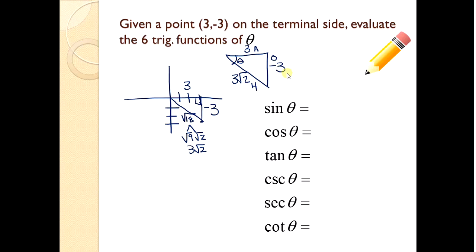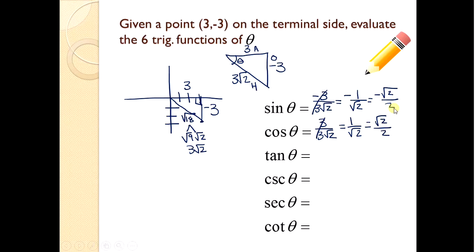So sine, opposite over hypotenuse, negative 3 over 3 root 2. Notice my 3's cancel. I'm going to be left with negative 1 over square root 2, which is negative square root of 2 over 2. Cosine, I'm going to get adjacent over hypotenuse, so 3 over 3 root 2. 3's cancel, left with 1 over square root of 2. Rationalize that denominator, so you're going to multiply by the square root of 2 on the top and bottom. So you get square root of 2 over 2. Tangent of theta, that's opposite over adjacent, so negative 3 over 3. That's just negative 1. No problems there.